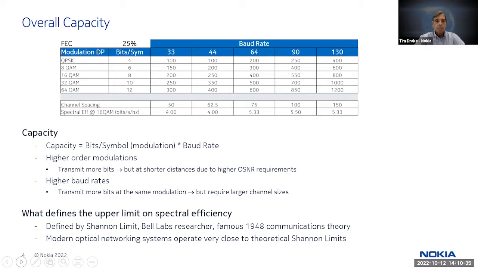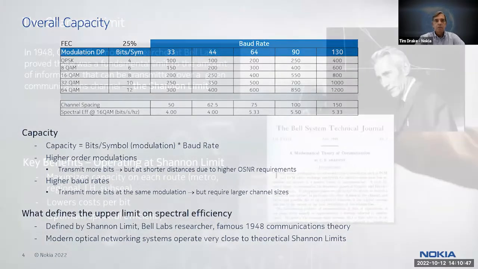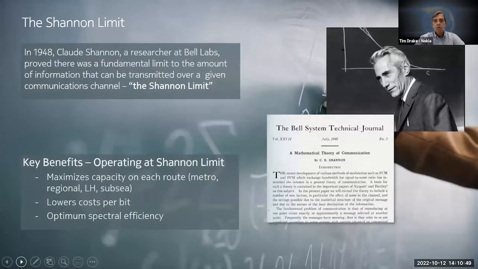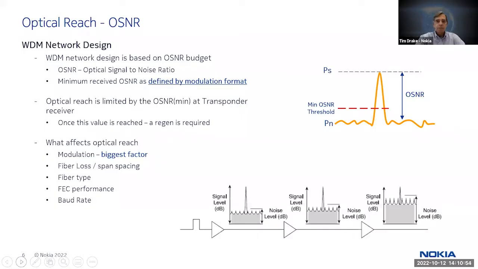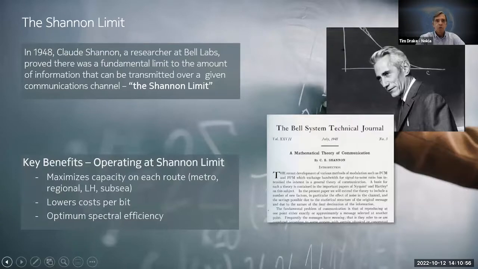Now, all this is well and good, but what really defines the upper limit on the spectral efficiency? And when I say the upper limit, what I'm saying is how many channels can I really put across the fiber? In 1948, from Bell Labs, Claude Shannon was the one who defined that for us.